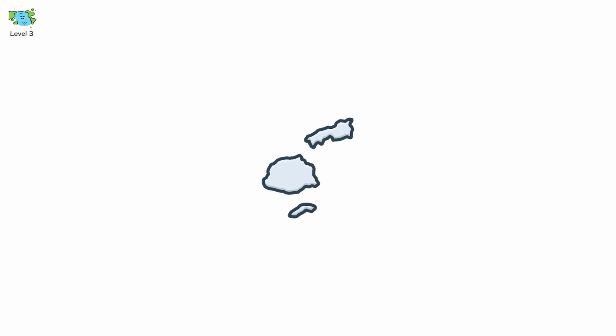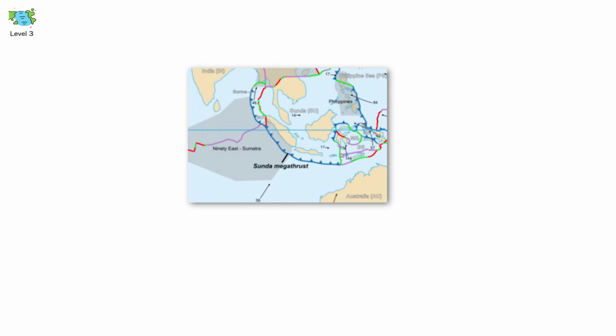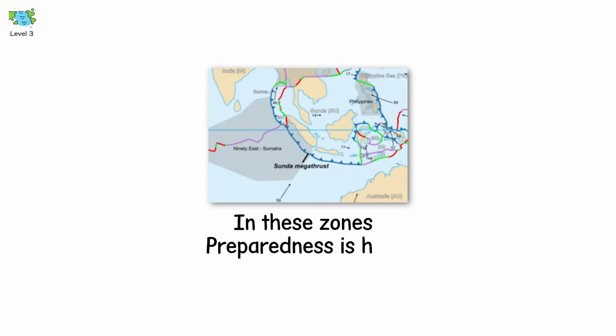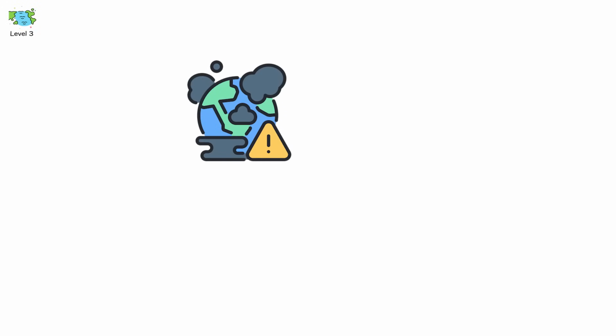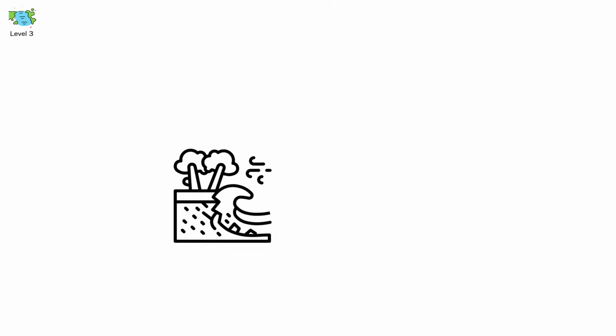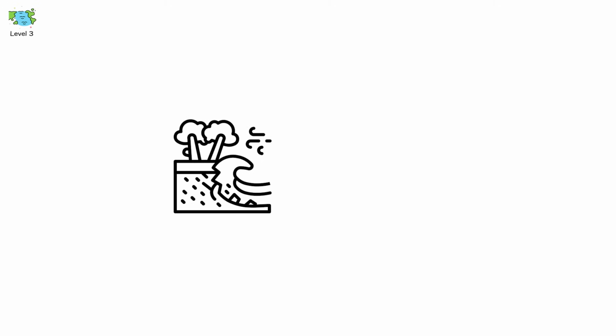And these zones are still dangerous. The faults didn't release all their energy. The Pacific plate continues to grind beneath Japan. The Sunda megathrust remains locked in places. In these zones, preparedness is high, but so is exposure. Even with early warning systems, densely packed cities, nuclear plants, and coastal settlements magnify the risk. It's not just shaking, it's tsunamis, landslides, aftershocks.